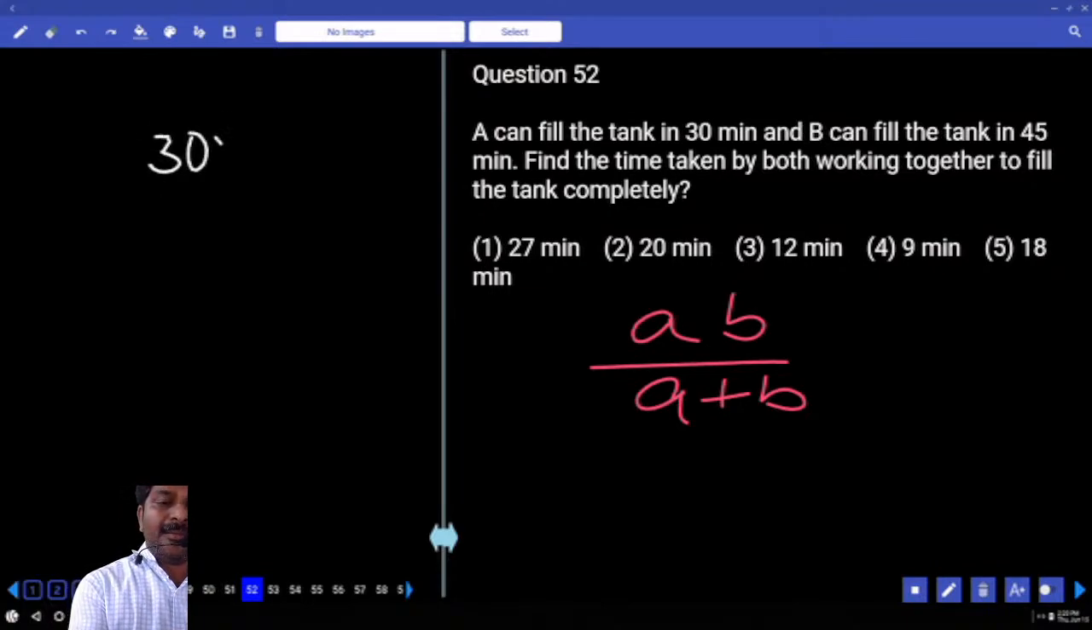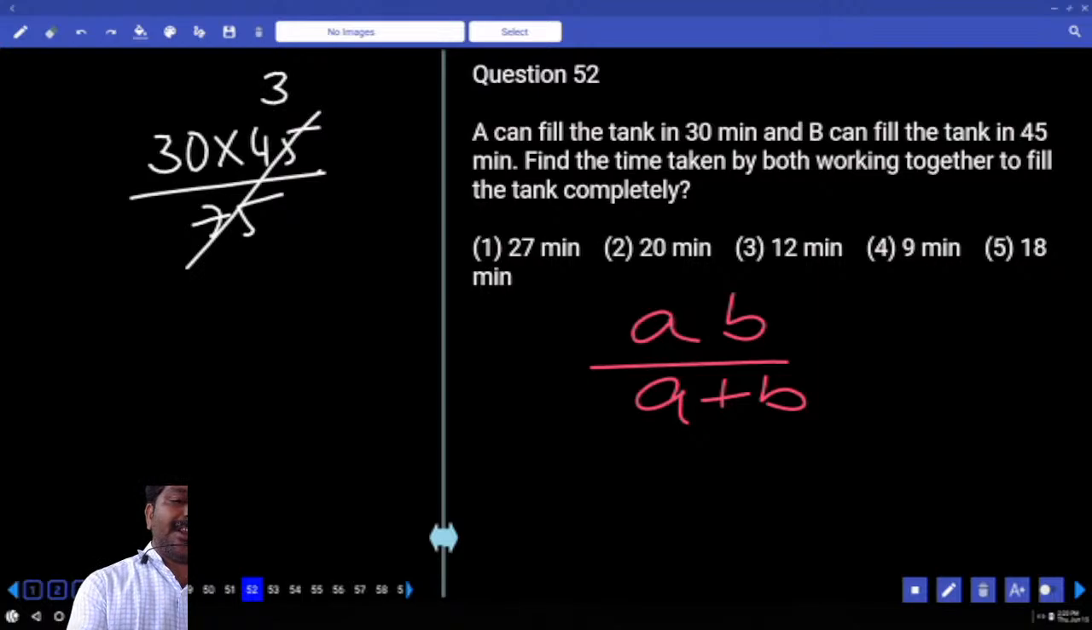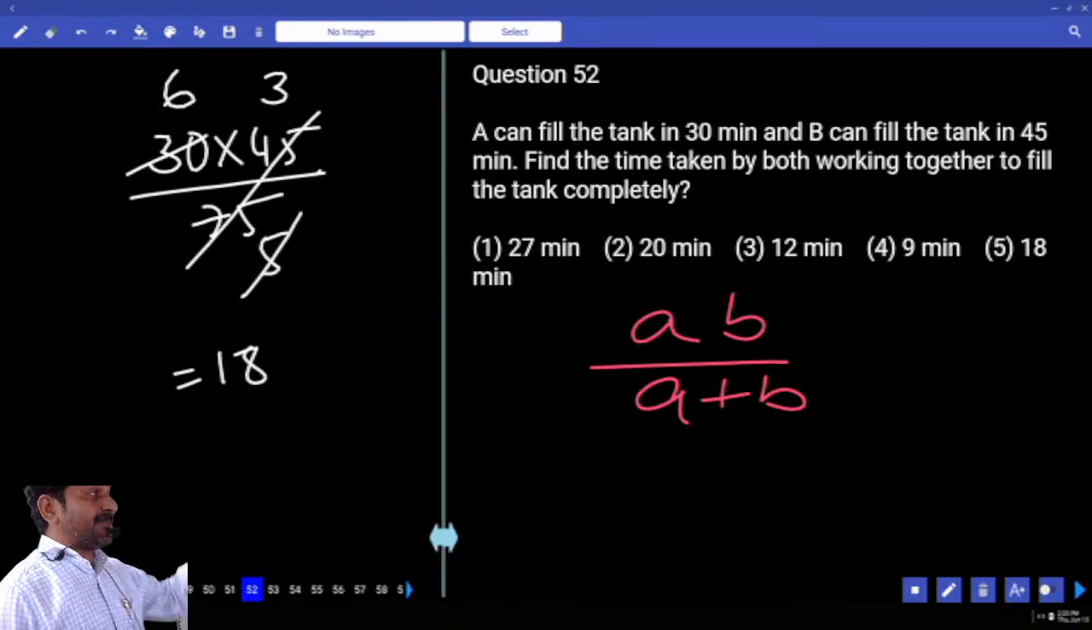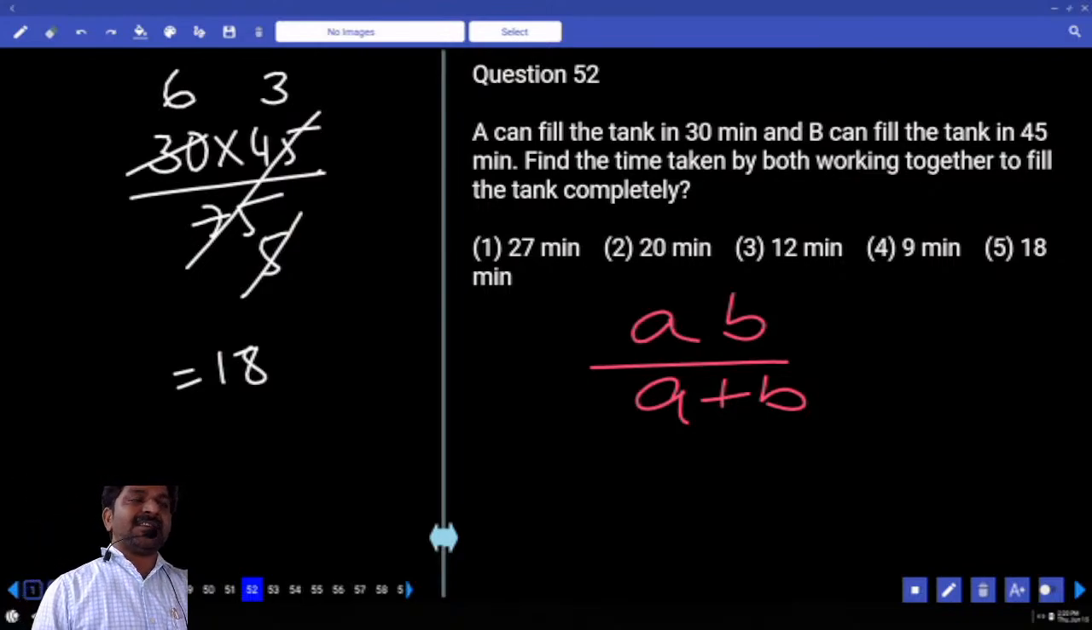AB by A plus B. 15, 3 times, 5 times, 6 times, 18 answer. So I would use the formula only for this particular case. If A is given, time for B is given, and asked to calculate A and B together to complete the work, only for this case I recommend this. Otherwise for anything, the LCM method is the best suitable one.